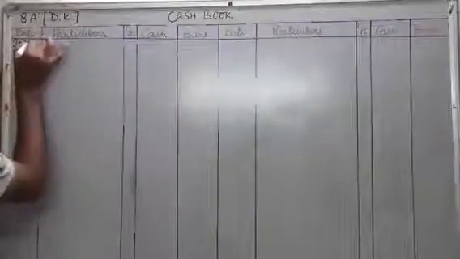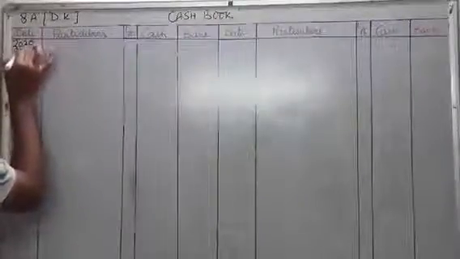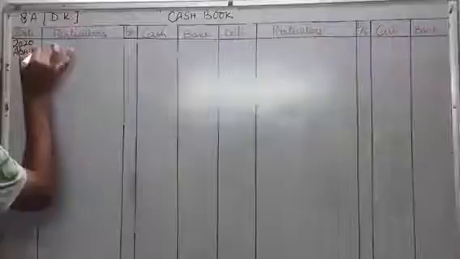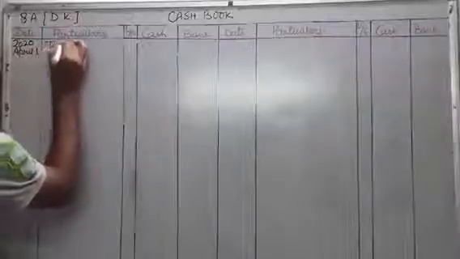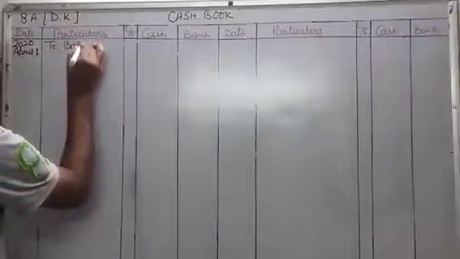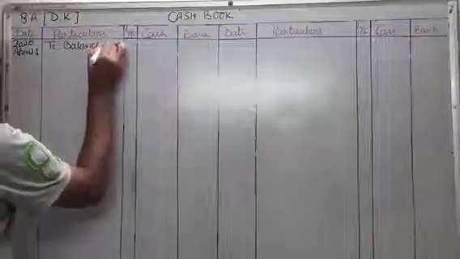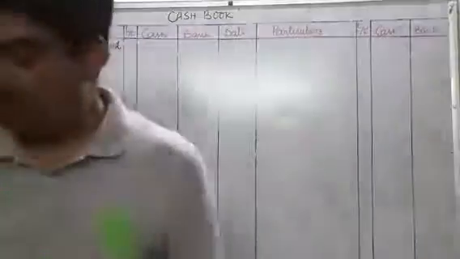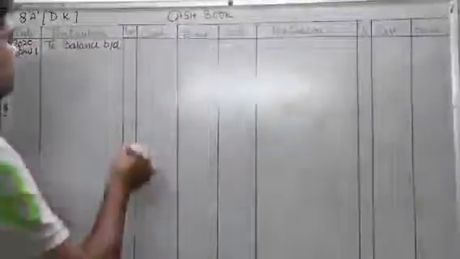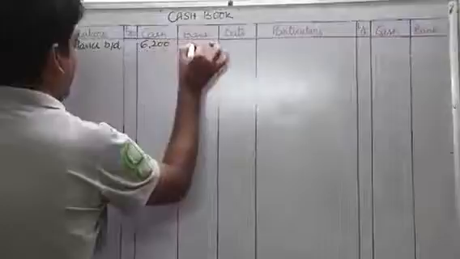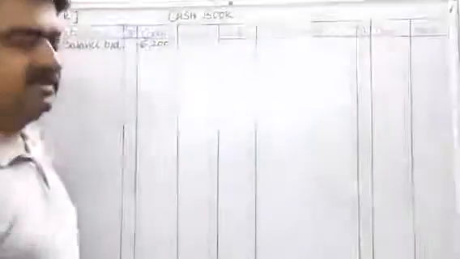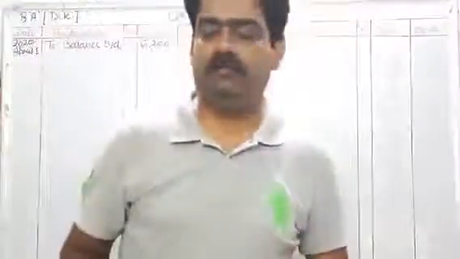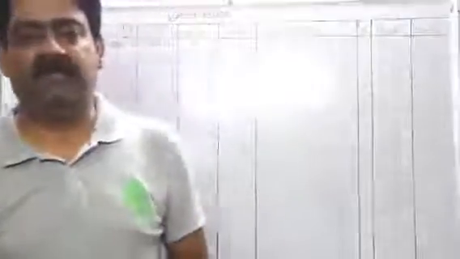2020 April 1. To balance brought down, and amount of cash in hand is 6,200. So 6,200 will come in cash column. But this time you can see in this question bank overdraft balance is given.